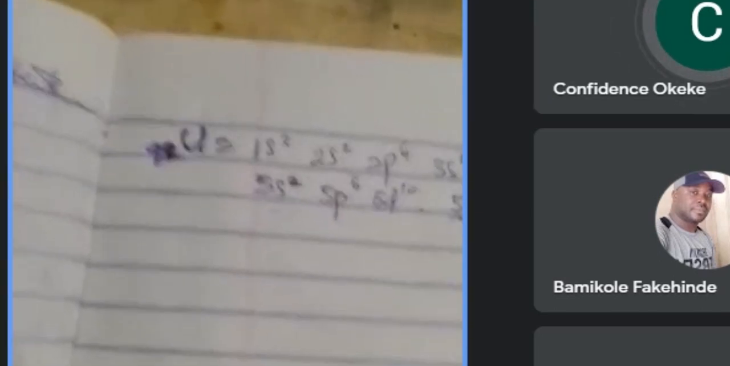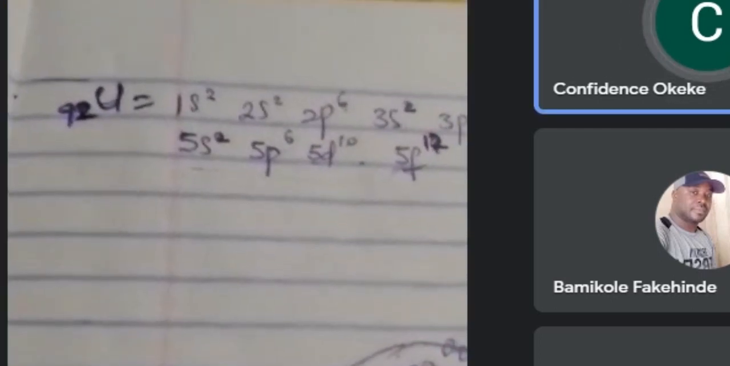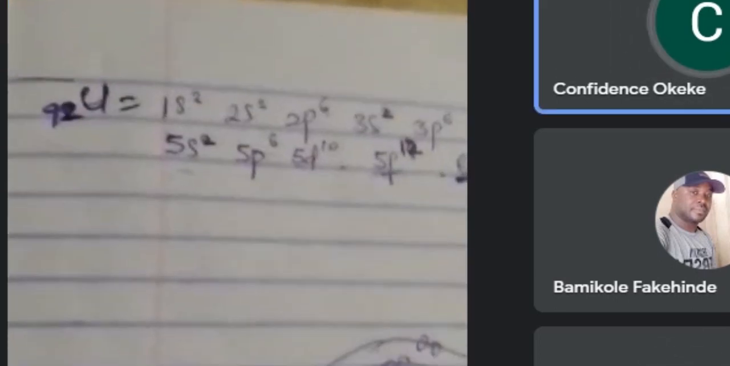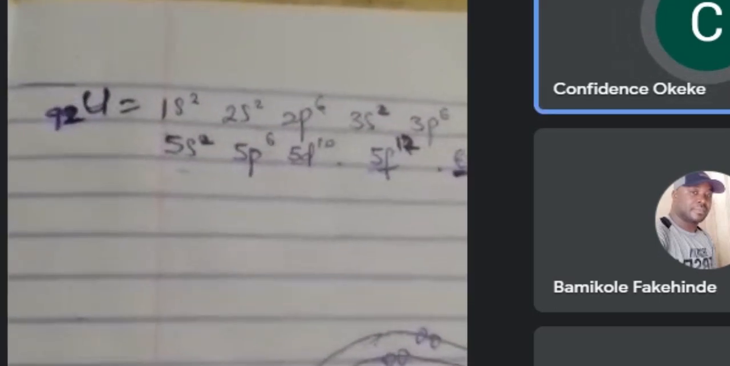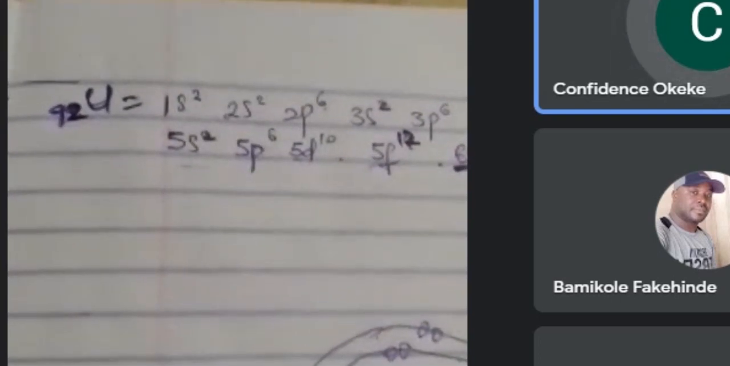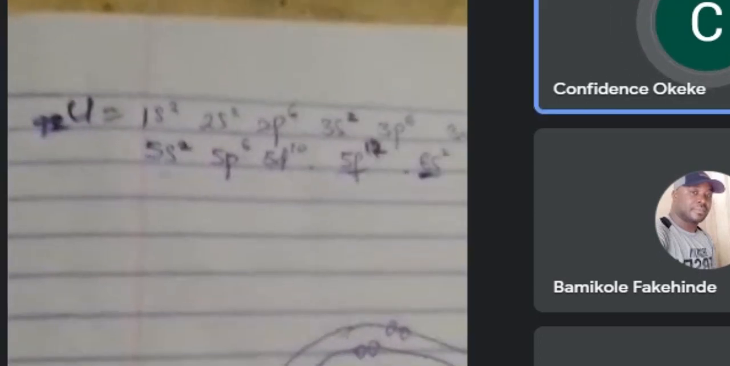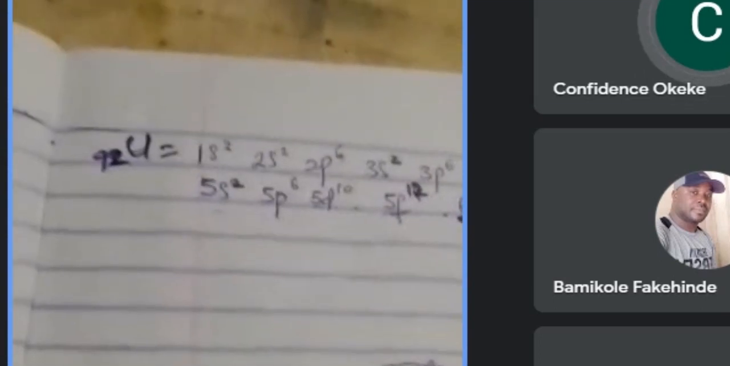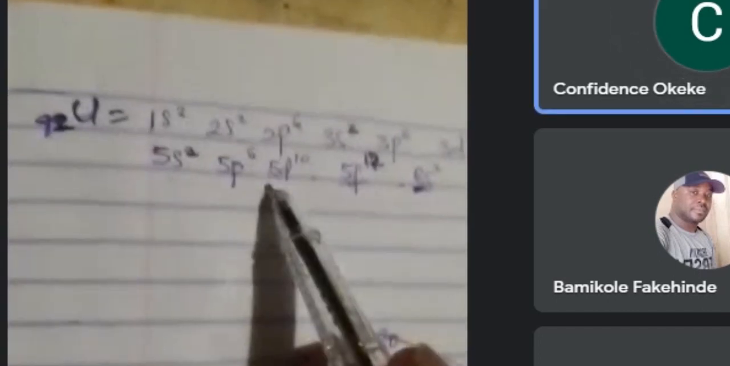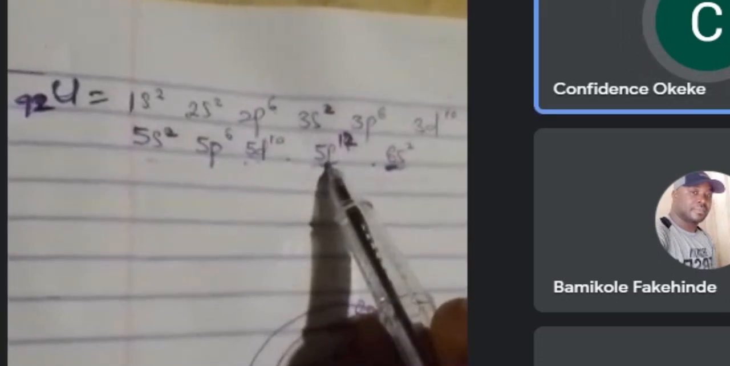So now, if that's the way I filled it: 1s2, 2s2, 2p6, 3s2, 3p6, 3d10, 4s2, 4p6, 4d10, 4f14, 5s2, 5p6, 5d10, 5f3. 5f3 because of f block, and this 5f2 too ends in f block. The 5f12 we had here ends in f block. So 5d10, 5f3. Why f3 then?